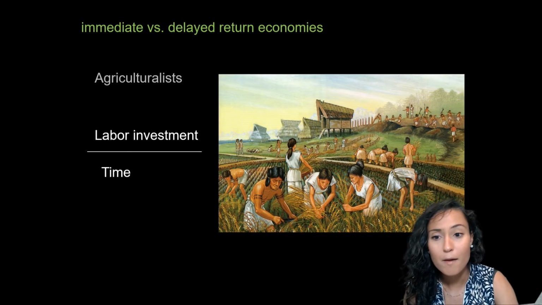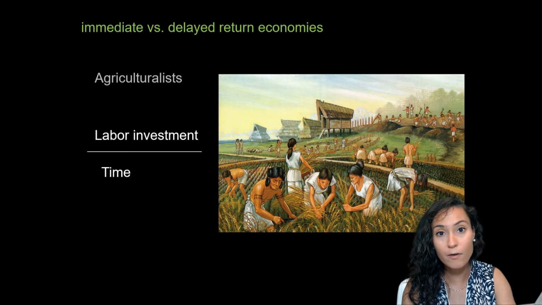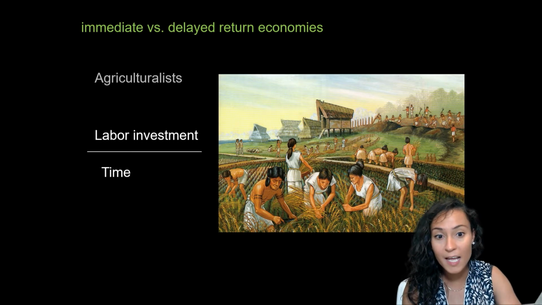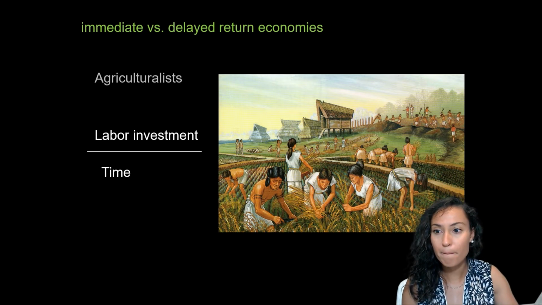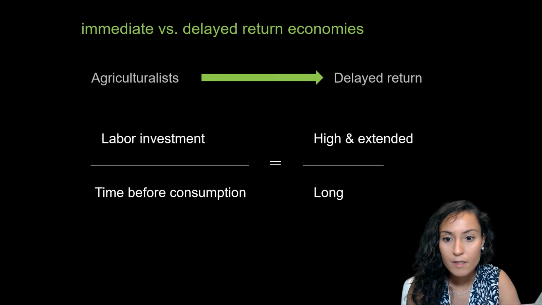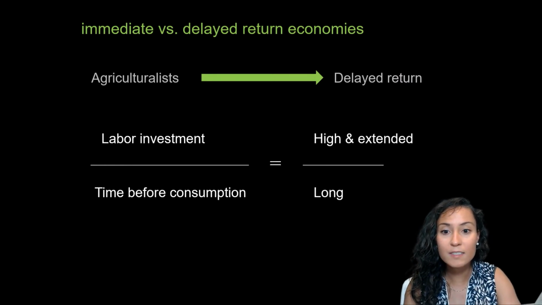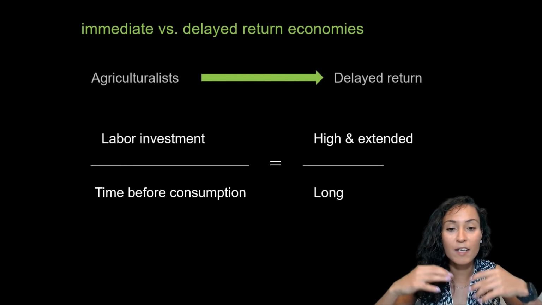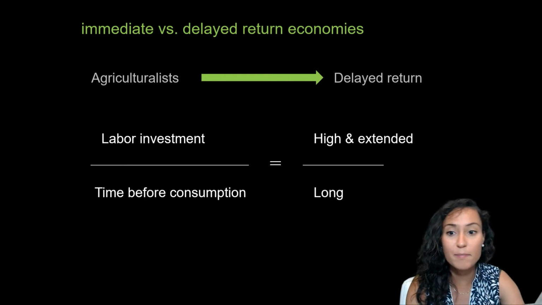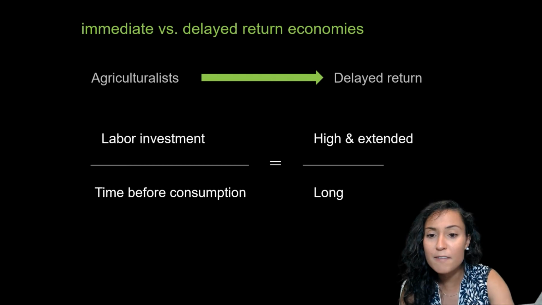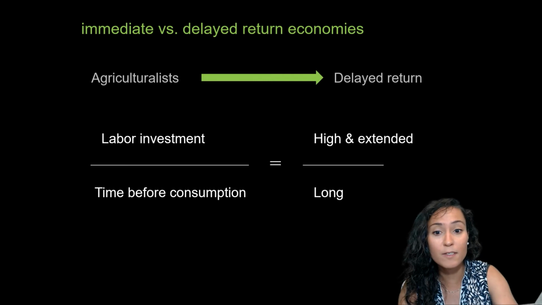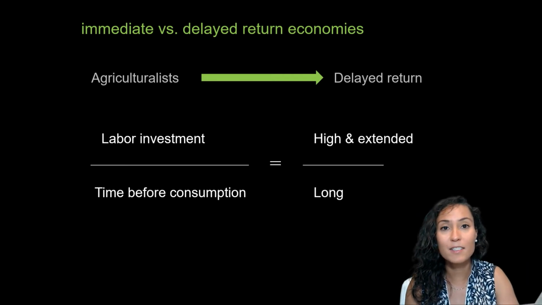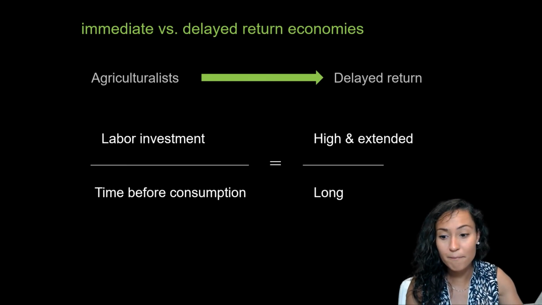In contrast, most agricultural, herding, or capitalist societies like we have today are based on a delayed return economy. In this context, work is invested at a large scale and over extended periods of time. And there's a significant gap between the original time invested in, let's say, planting fields and the time that it takes for the crops to actually develop and become ready for harvest and then consumption.